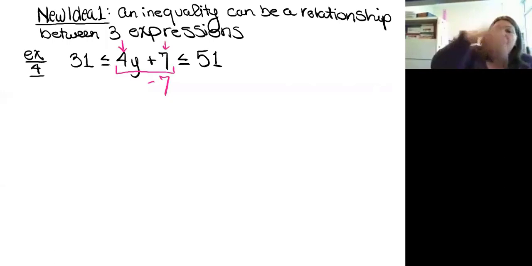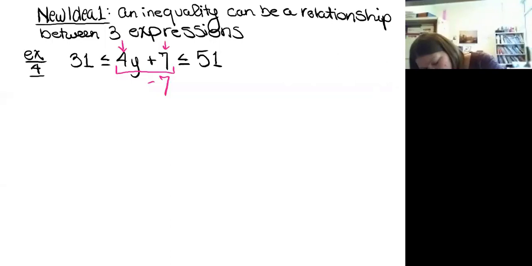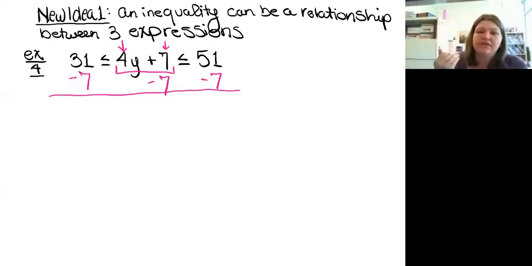Now the rules of equations and inequalities are the same. Whatever you do to one expression, you have to do to all the expressions. So I'm going to come over here. I'm going to subtract 7 here, and I'm going to subtract 7 there. There's 3 expressions, so all 3 get 7 taken away. Does that make sense? Yes. Okay, cool. That's the only change. Oh, isn't it brilliant, Bianca? Bianca said, oh, with all these H's. Yeah, exactly. And that's it. That's the only difference here.